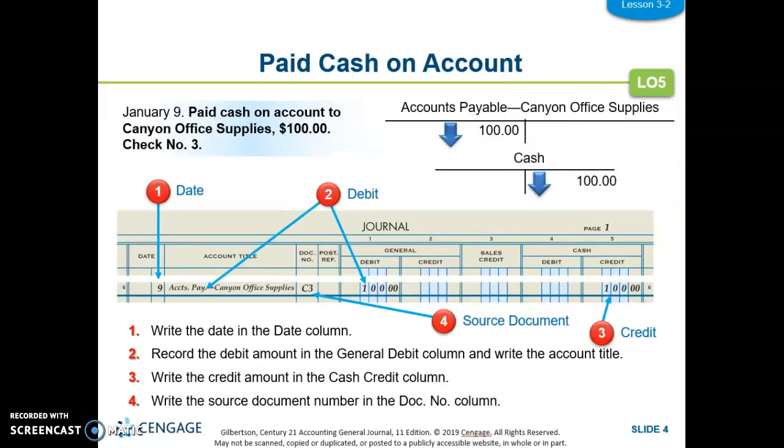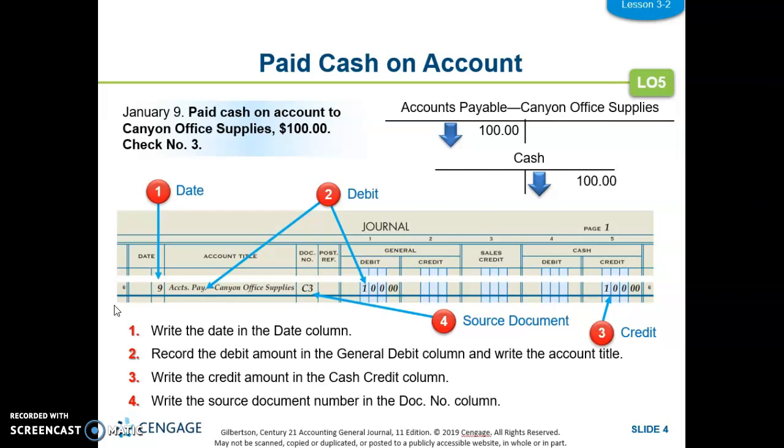And our third and final transaction for this lesson will be on January 9th. We paid cash on account to Canyon Office Supplies, $100, check number 3. Accounts payable Canyon Office Supplies will receive our debit and cash will receive our credit. So we'll put in our date, which is the 9th, and C3 for the check number in the document number column. The account title we have to write down is Accounts Payable Canyon Office Supplies. That will receive our debit, and then cash will receive our credit here at the end.